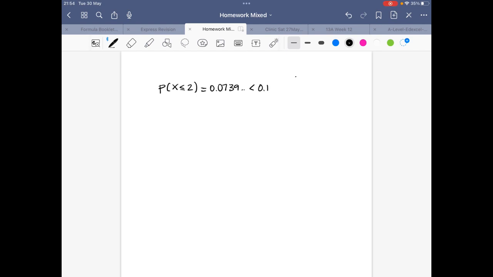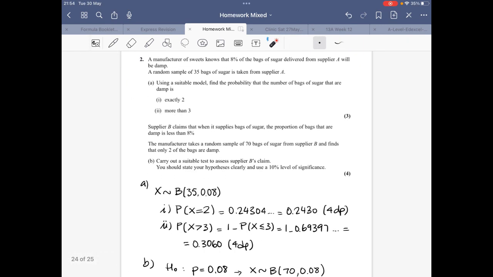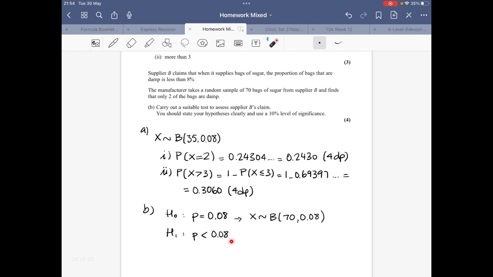If it's smaller than the significance level, I need to reject H0. Every time I reject H0 means that I need to accept the alternative hypothesis. That's H1, so accept H1, which means really that there is enough evidence to say that the proportion of damp bags is less than 0.08 or 8%. Yeah, so this is what we're saying. If we reject this one, we accept this one: there is enough evidence to say that the proportion of bags is less than 8%. This is one method.